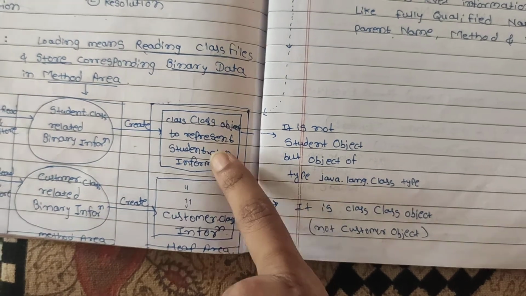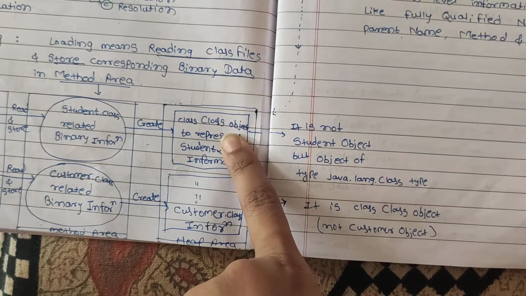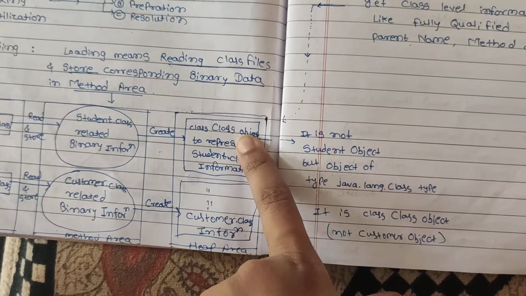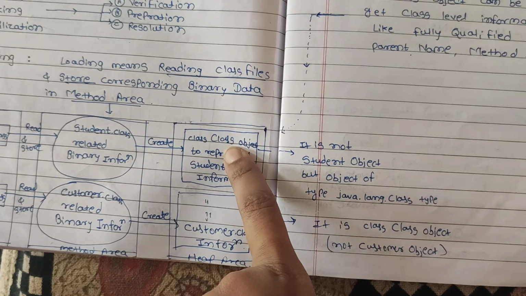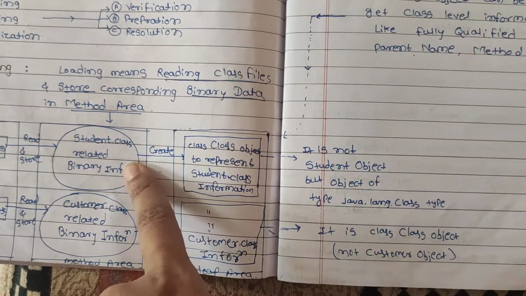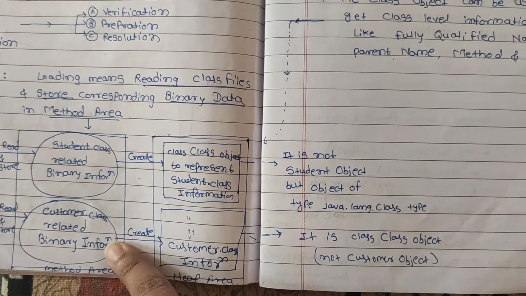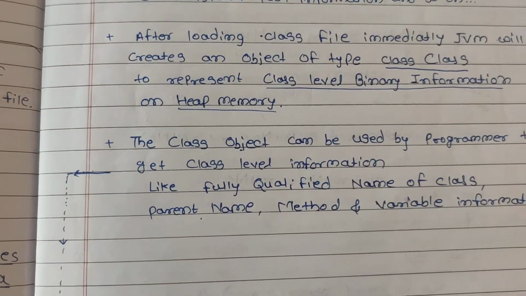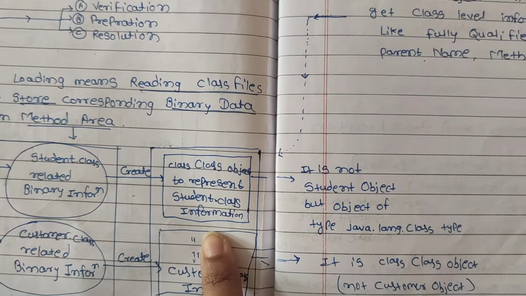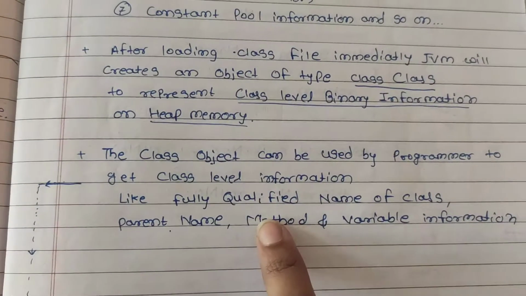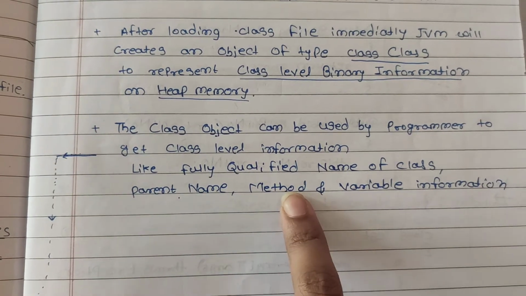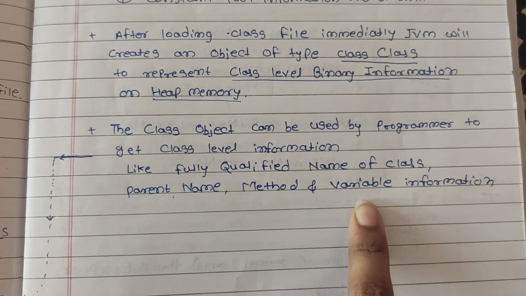The Class object is not the student object, but it is a Class object. This Class object is created to get the class level information which is related to student or which is related to customer. We have to keep this in mind. So the need of this Class object is to get the class level information: fully qualified name of the class, parent name, method, variable information, all this.